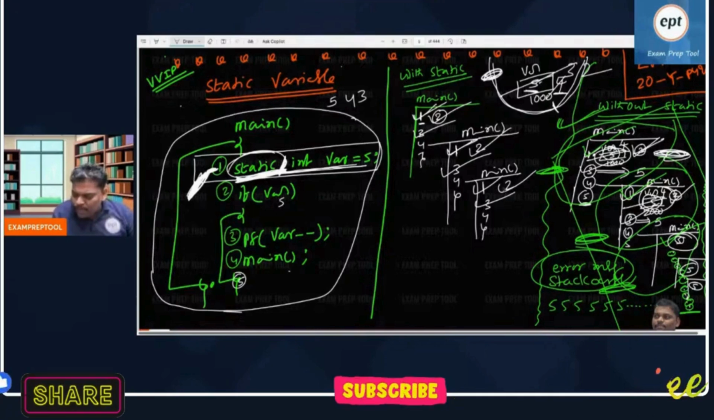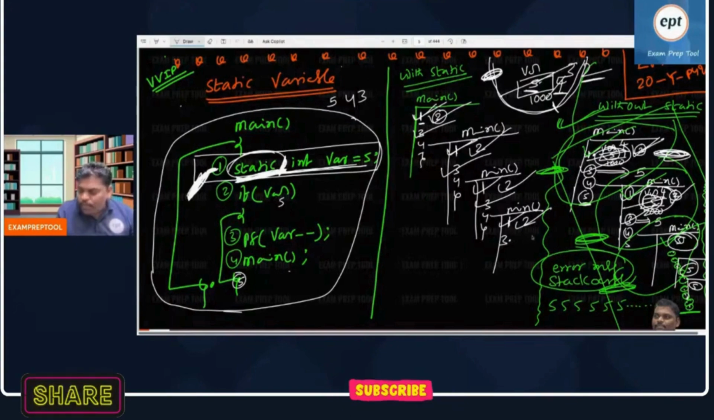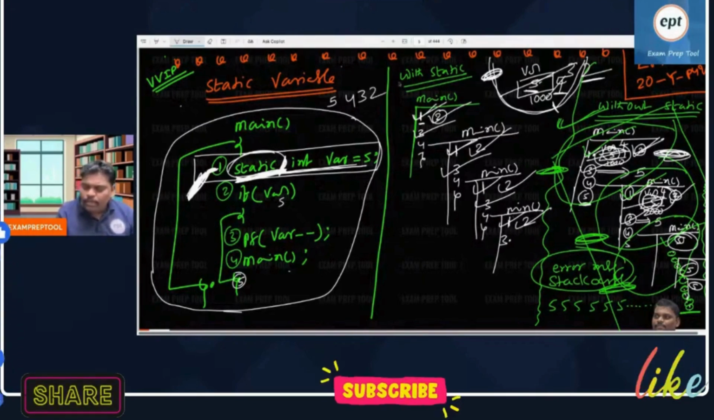Can you help? I am in the third function call. See this one, I am in the third function call. Printf, what is the value? 3. Printf 3, then it became 2. Third line over. Can you see the fourth line? Main. Almost you got clarity. First line, skip it. Second line, value 2, if 2, condition true. Printf, where value is 2, printf 2 will be printed. It became 1. So third line also over.